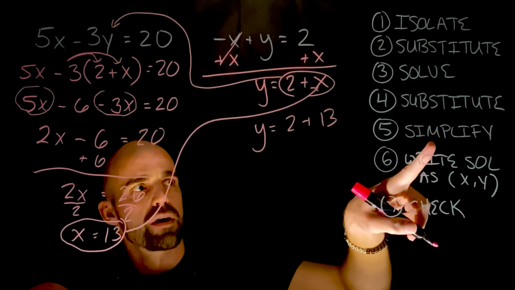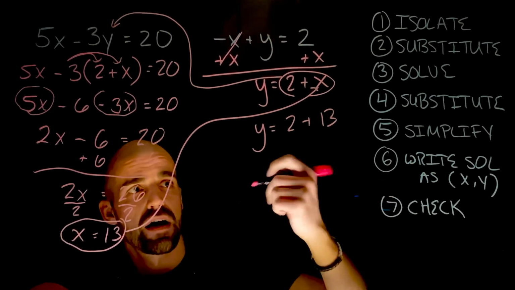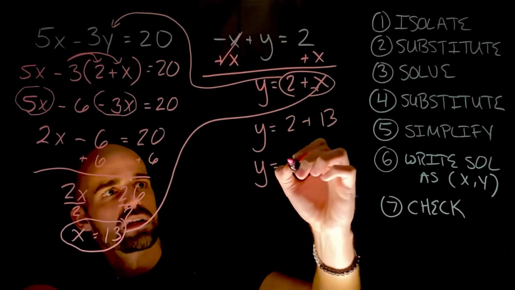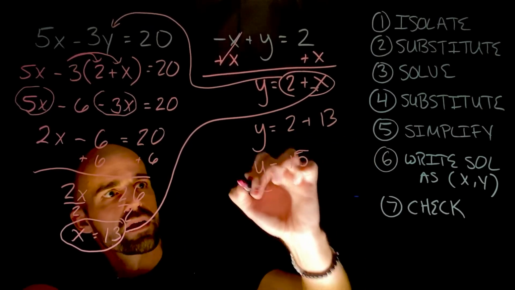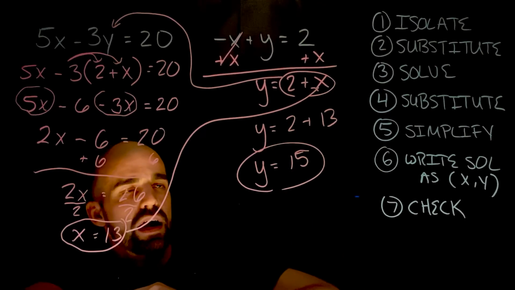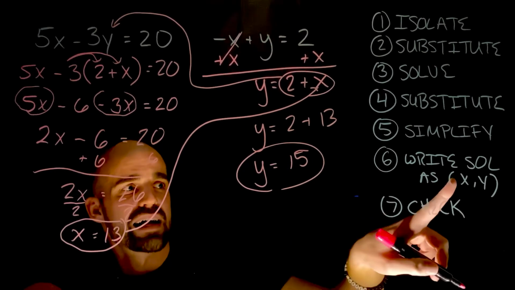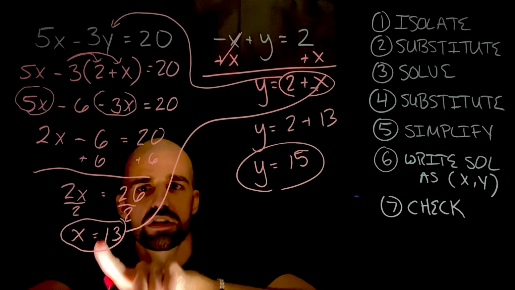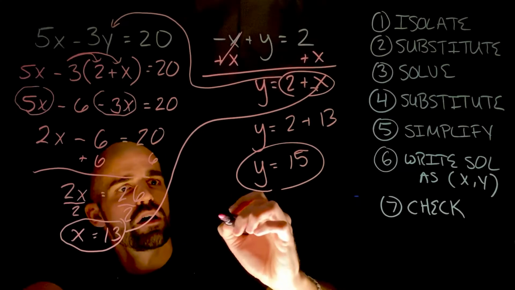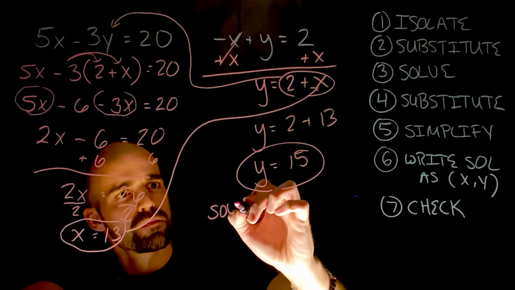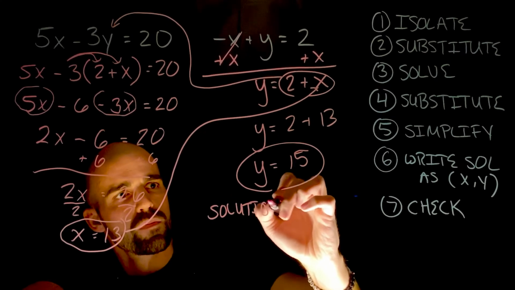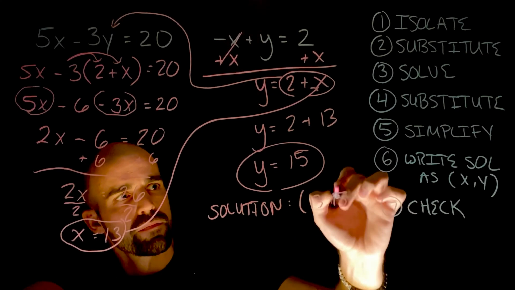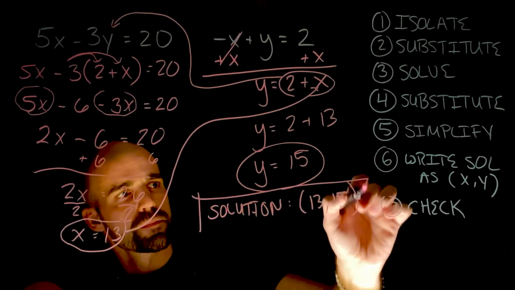And now I'm on to my fifth step, which is simplify this to find our second variable. So in this case, this is really easy math. 2 plus 13 is 15. So y equals 15. Right? So that is really all the work. Our last thing is just to write our solution as a coordinate. So I have my x value, which is 13, my y value, which is 15. So my solution as a coordinate would be 13, 15. And that's my final answer.